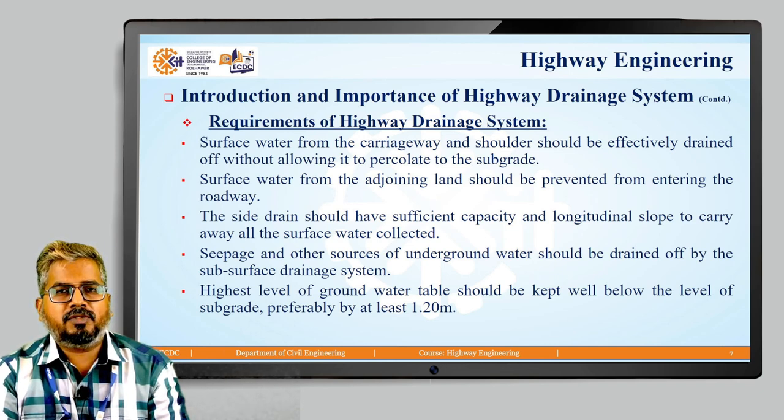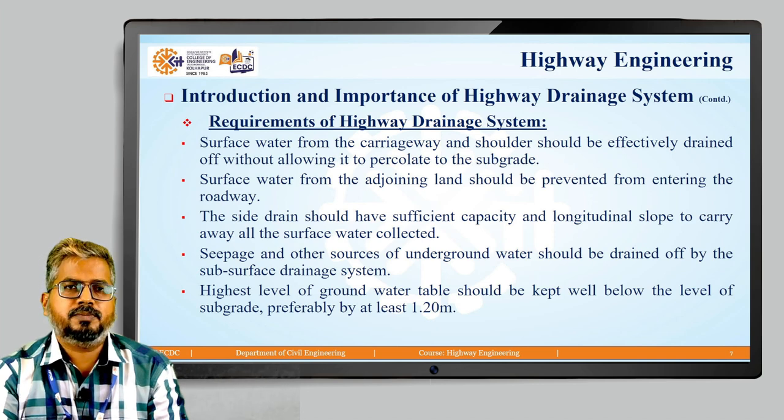The side drain should have sufficient capacity and longitudinal slope to carry away all the surface water collected. Seepage and other sources of underground water should also be drained off by providing a subsurface drainage system. The highest level of groundwater table should be kept well below the level of the subgrade, preferably by at least 1.20 meters.